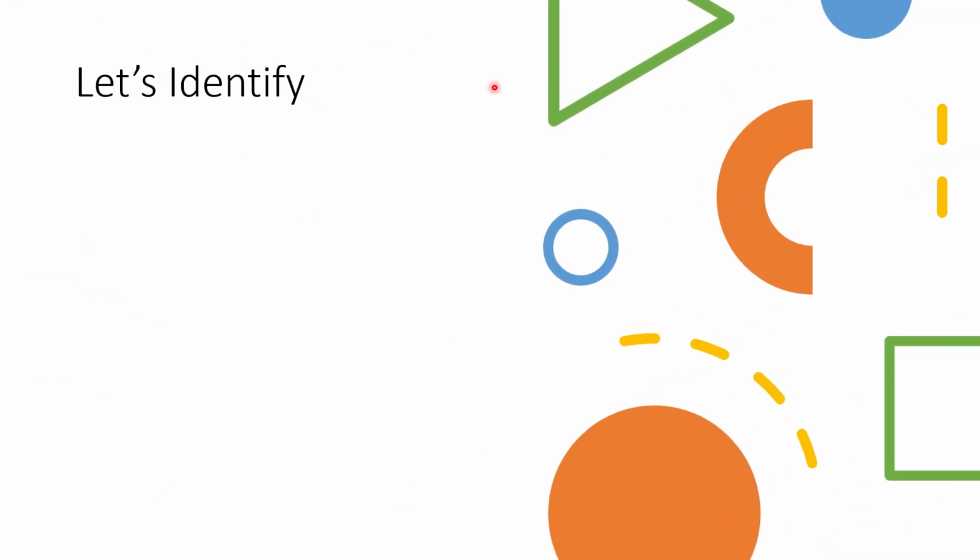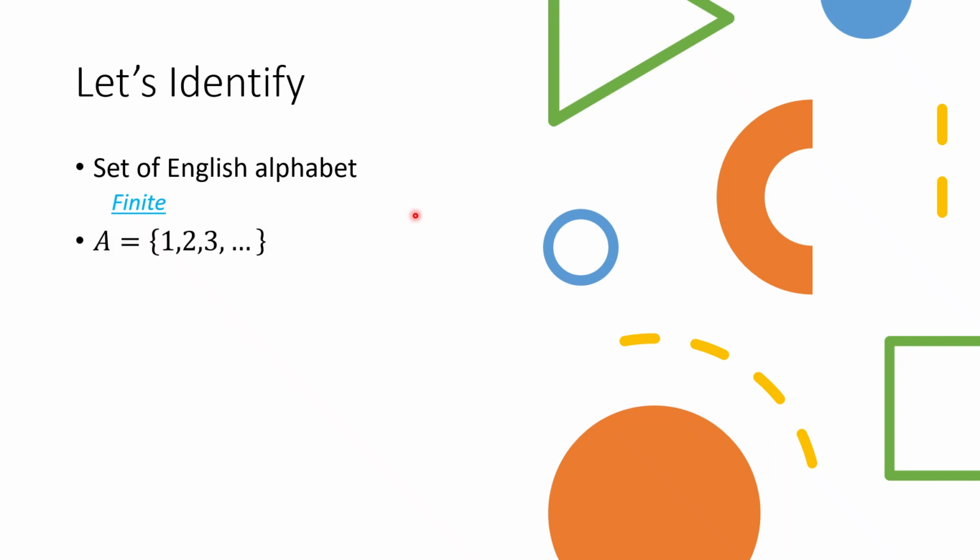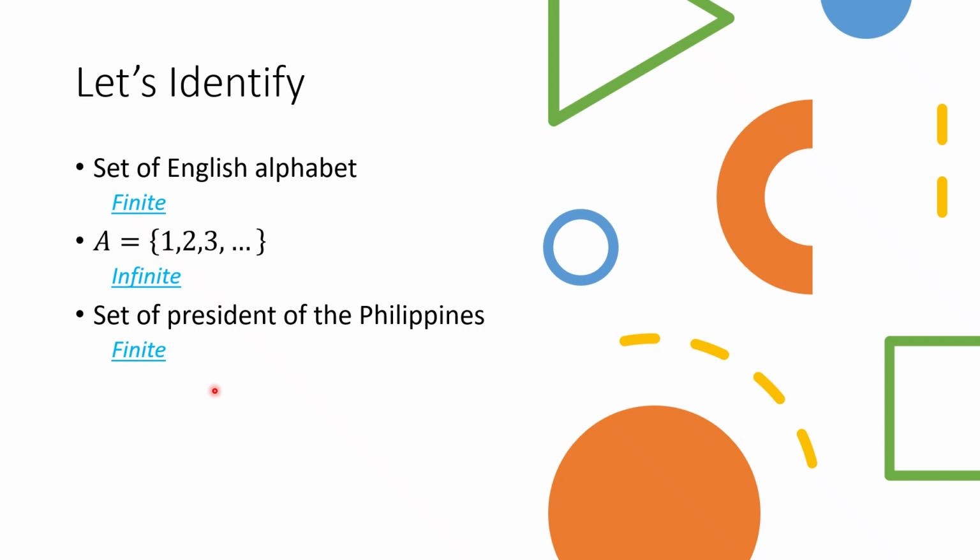So let's identify if the given set is finite or infinite. First one, the set of English alphabet. It is finite because there are only 26 letters in the English alphabet. Another, A is equal to {1, 2, 3, ...}. This is infinite because it's never ending. Next is the set of presidents of the Philippines. We could say it is finite because there is a certain number of presidents. As of now, I believe there are 17 presidents.